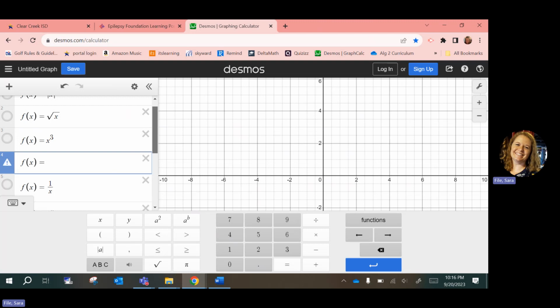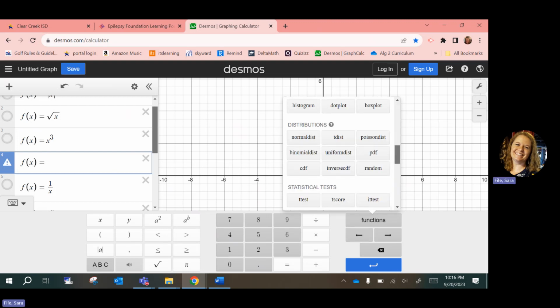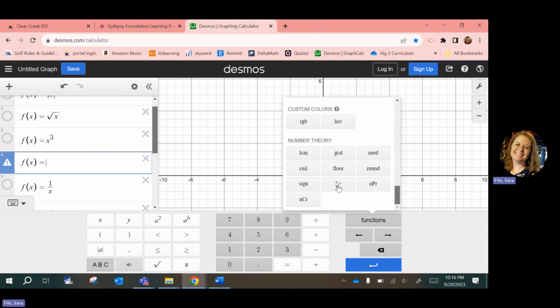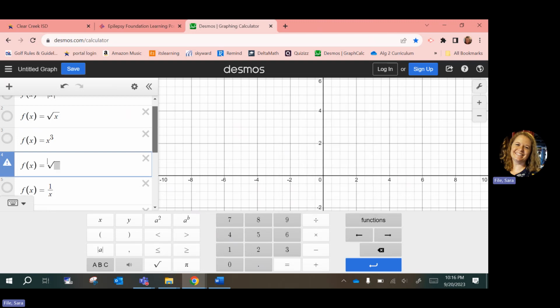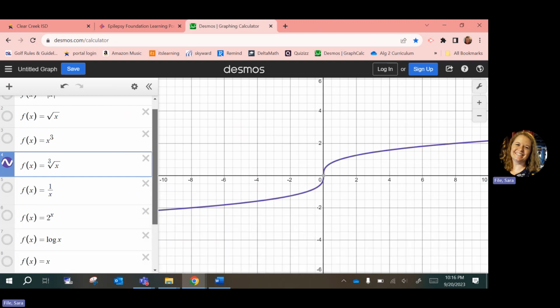I've showed you before, but I want to remind you, it is not on this main keyboard screen. You have to hit functions and scroll all the way down to the bottom. And it's this nth root, and you get to type in what that index is. In this case, it's a 3, and then under there would just be x. Okay, so that's how you would type in the cube root of x. Now this looks very similar to the cubic curve, but kind of turned on its side and flipped over or something. Okay, so here we still have that point of inflection at the origin.